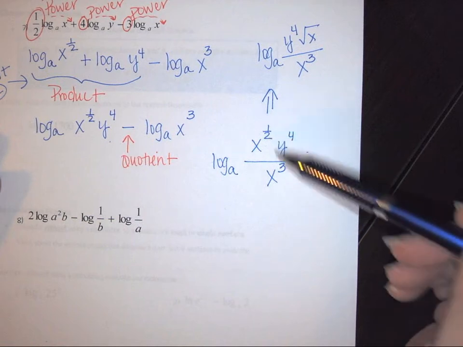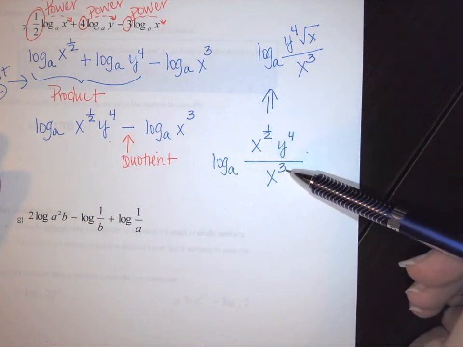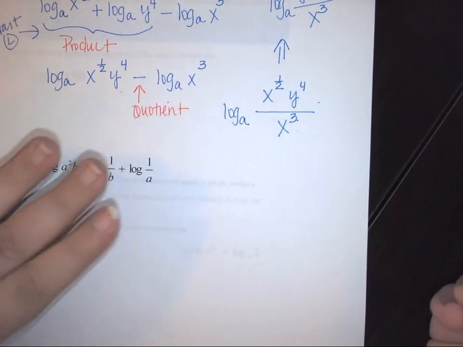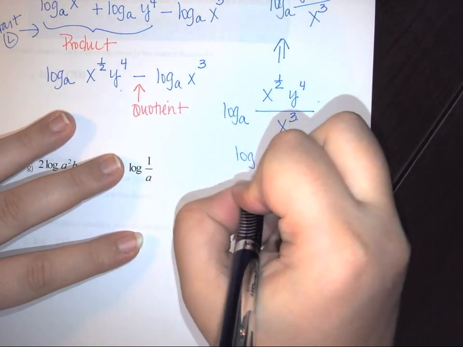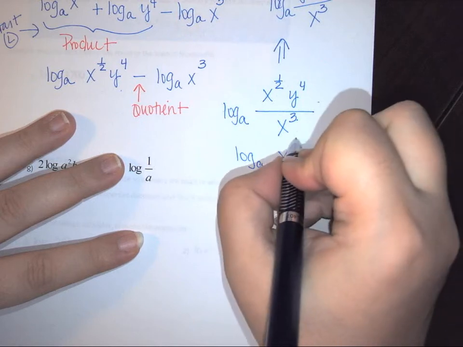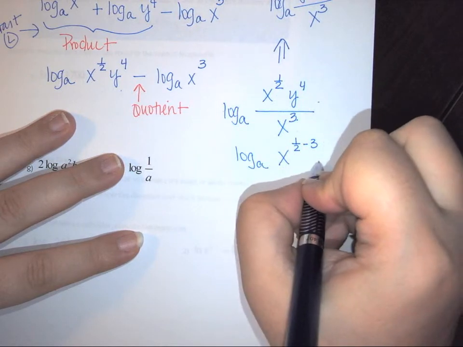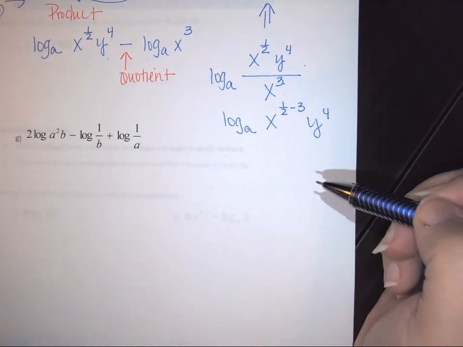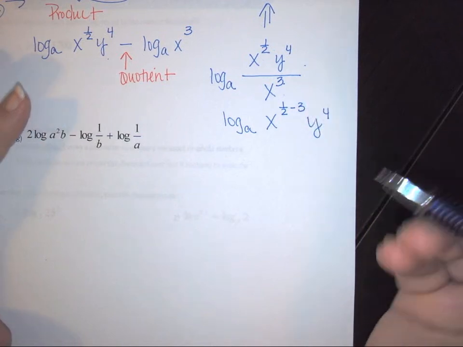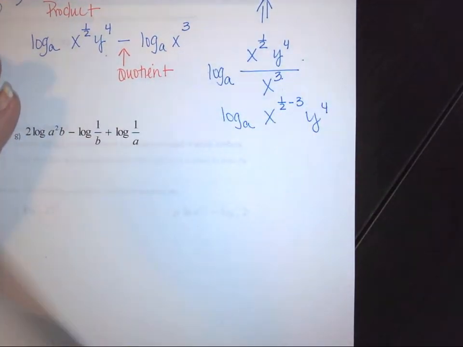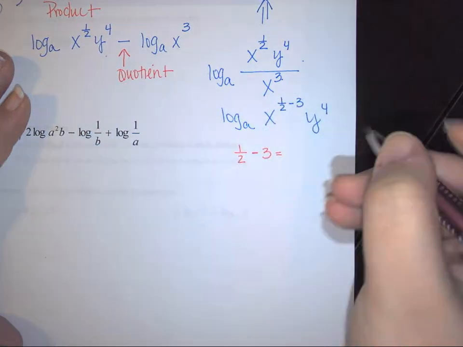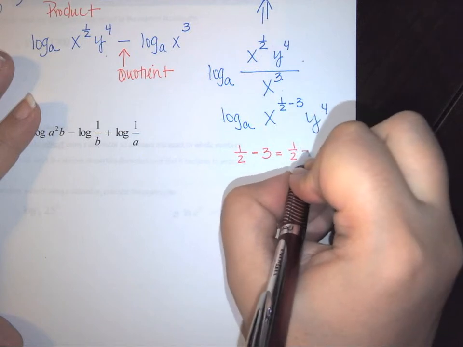Or you could play with the fact that we have two exponents here, and the exponents here say that in order to combine, you would have to combine through subtraction. So this would be the log base a of x to the 1/2 minus 3 y to the 4th. We would subtract 1/2 minus 3, and so here we would do the mini math. So mini math says we're looking at 1/2 minus 3. 3 is going to change, so we're going to have 1/2 minus.